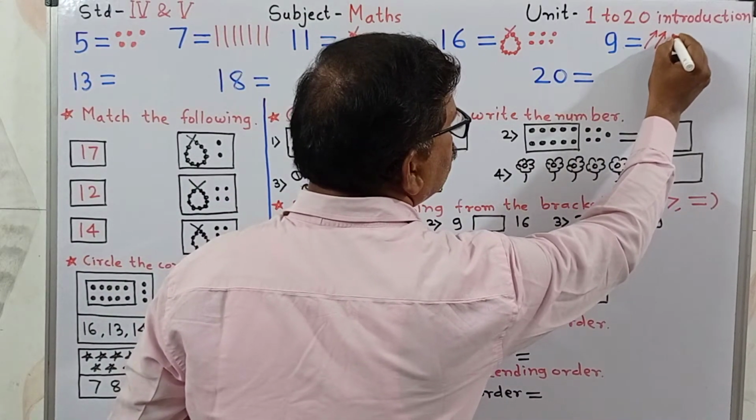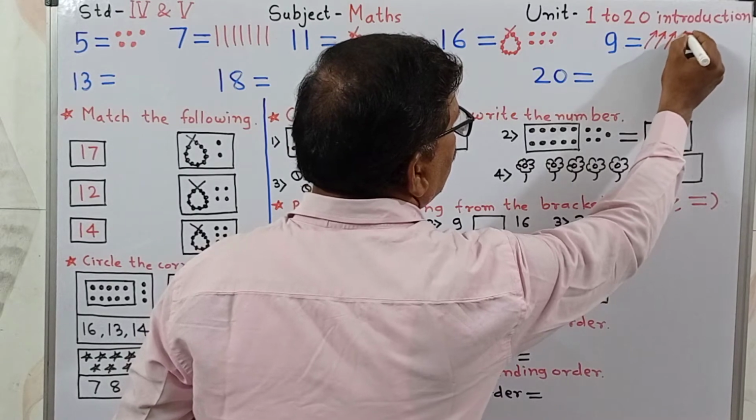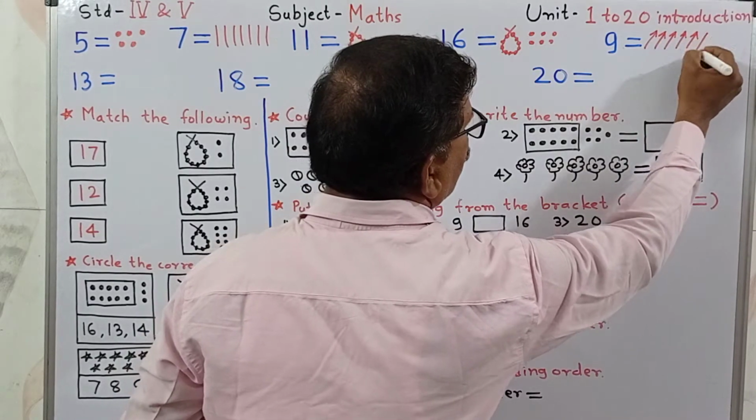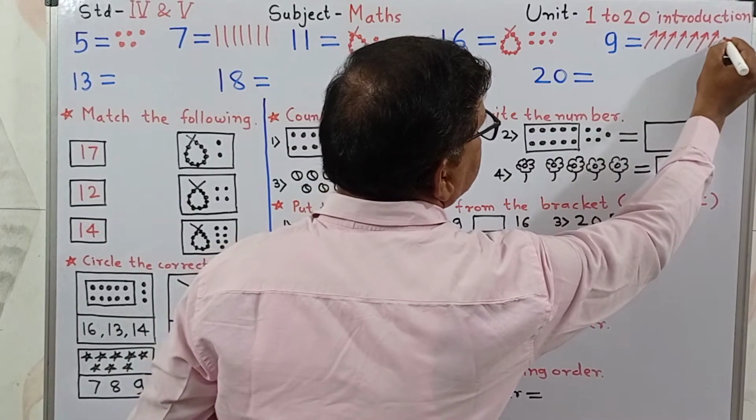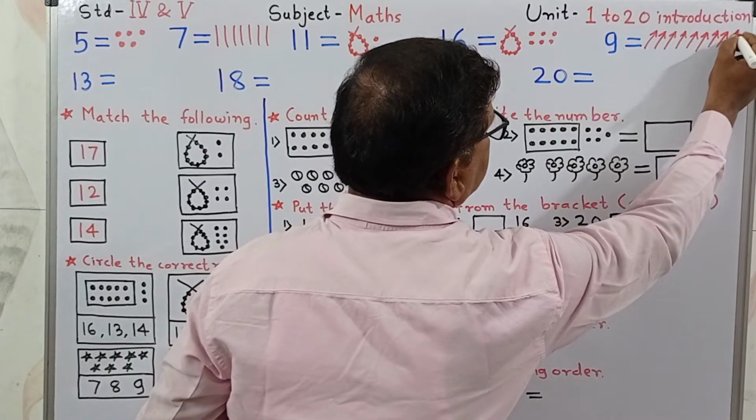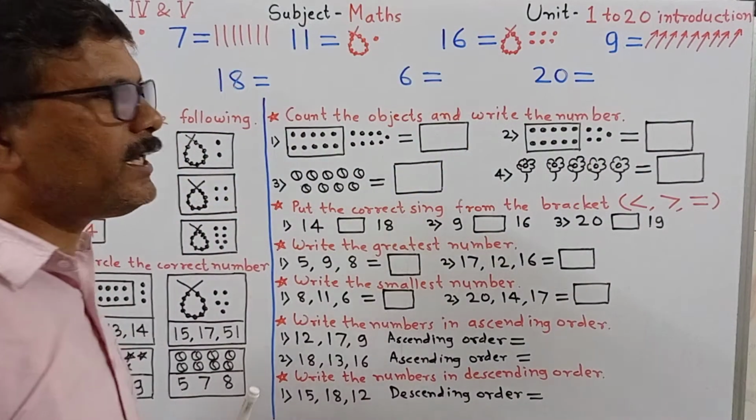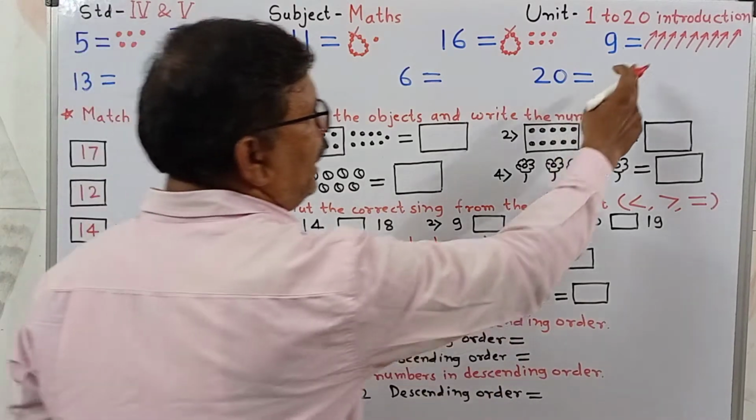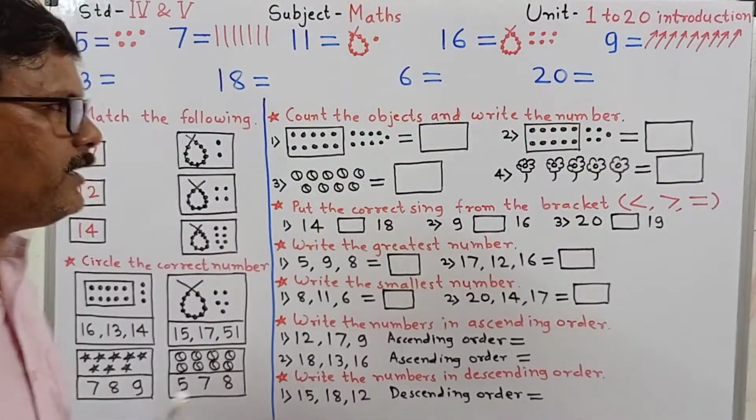This is 9. 1, 2, 3, 4, 5, 6, 7, 8, 9. There are 9 arrows. Means 9.